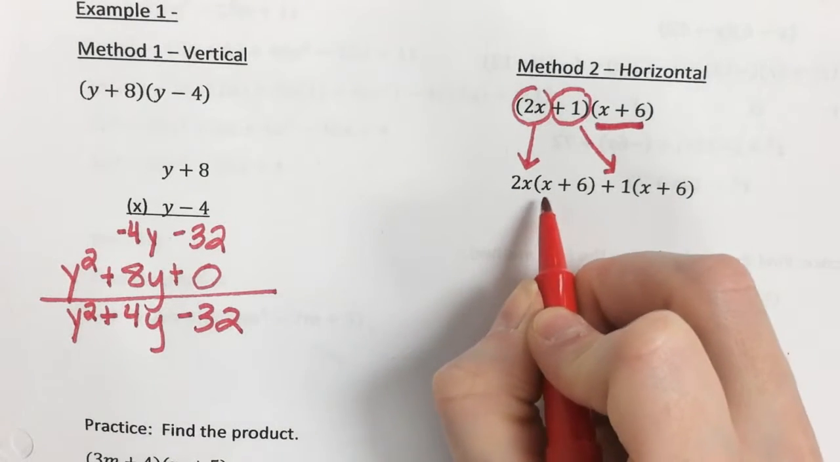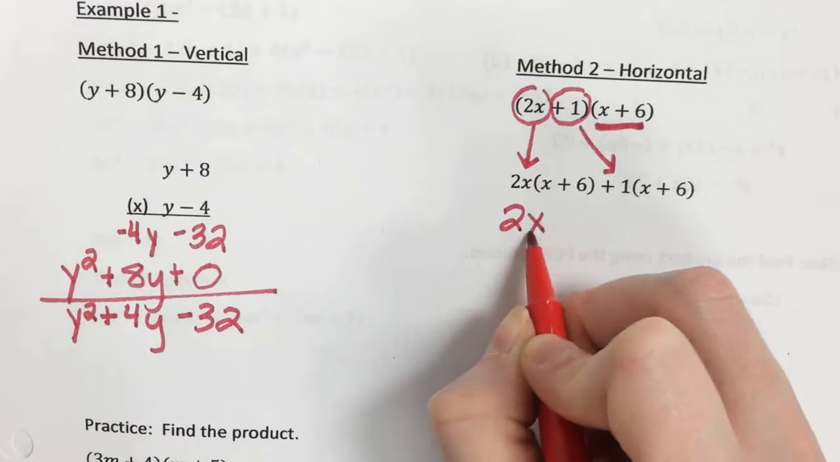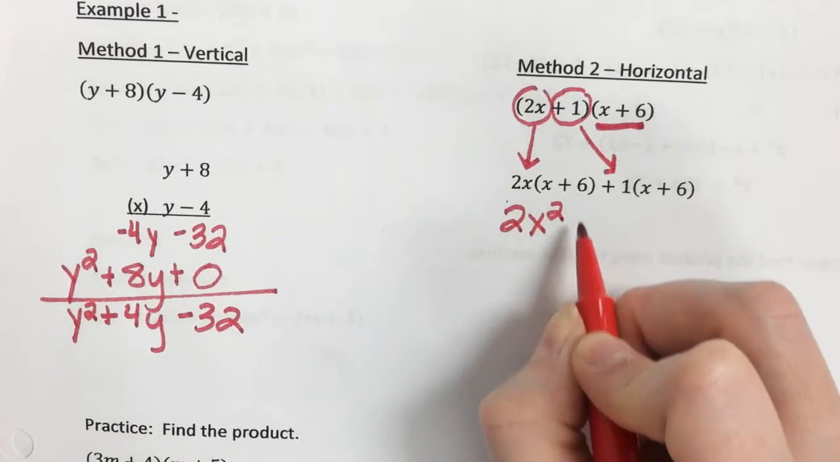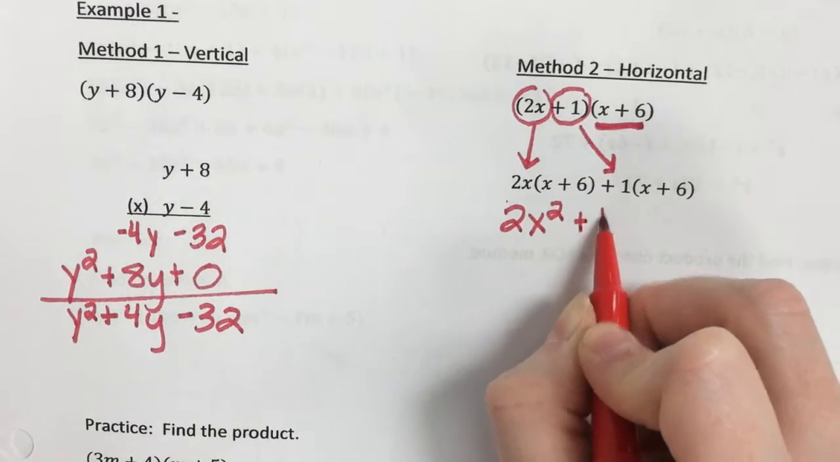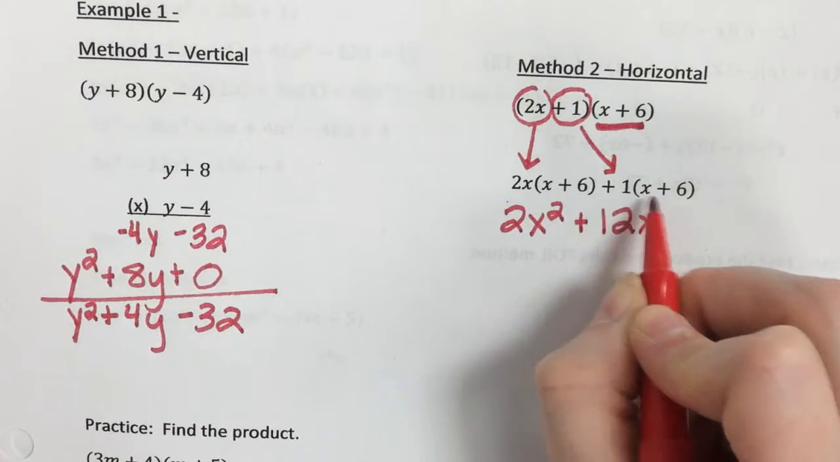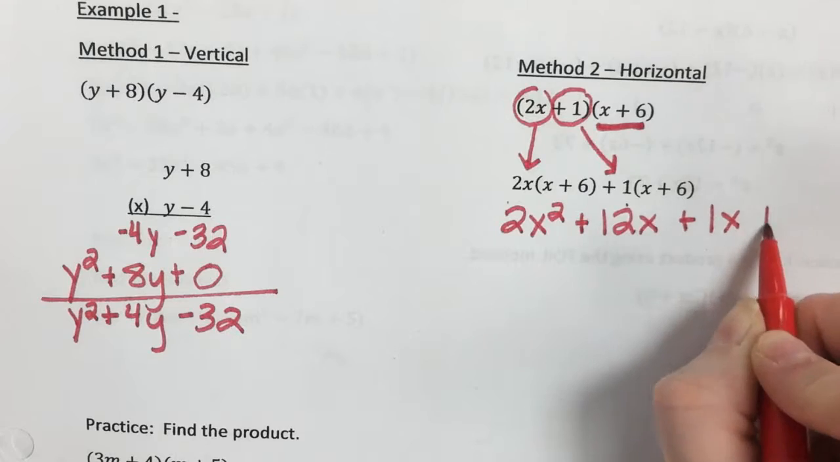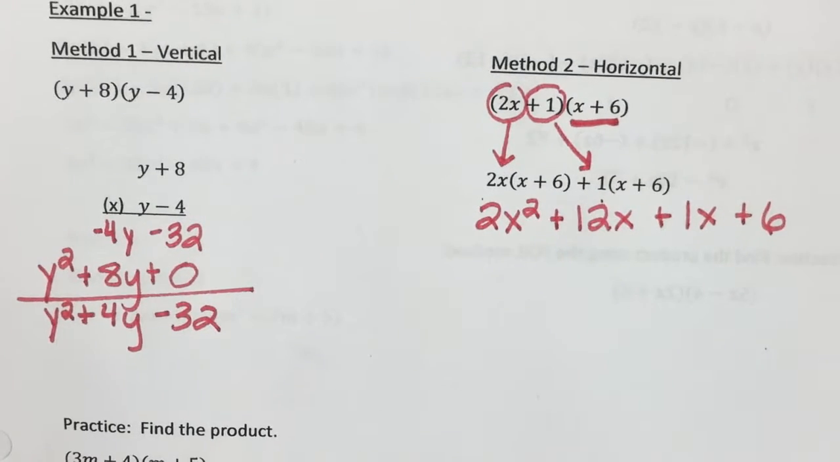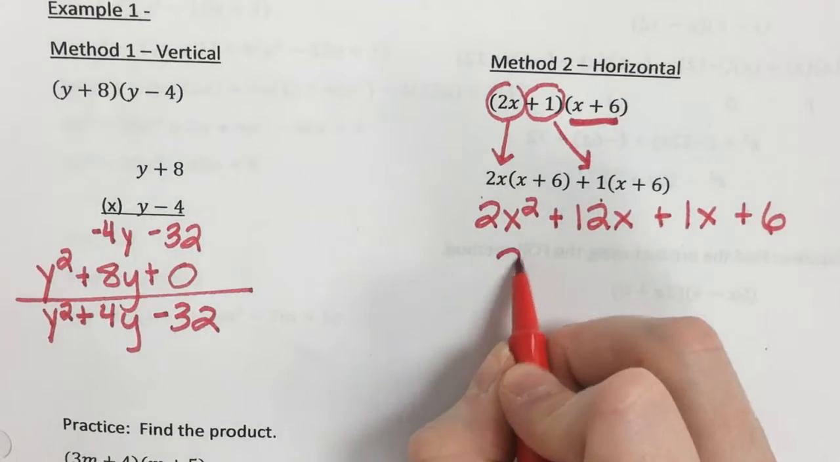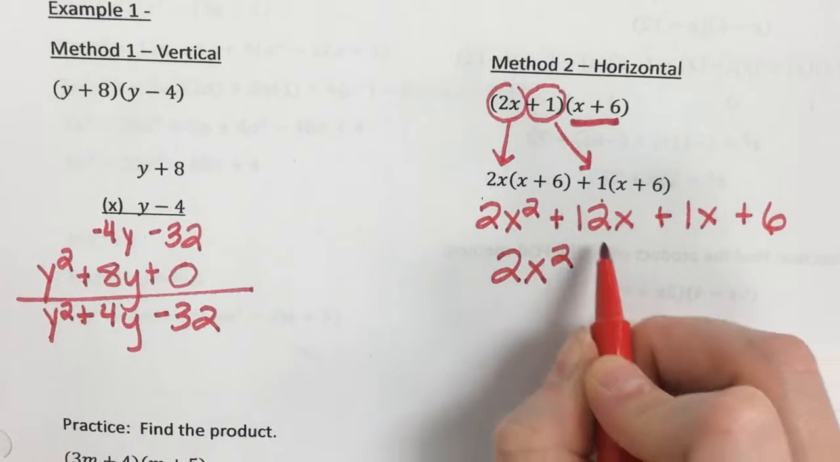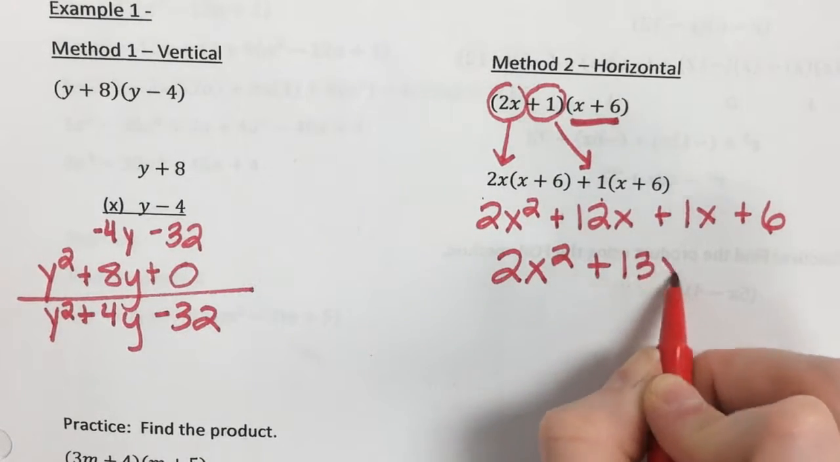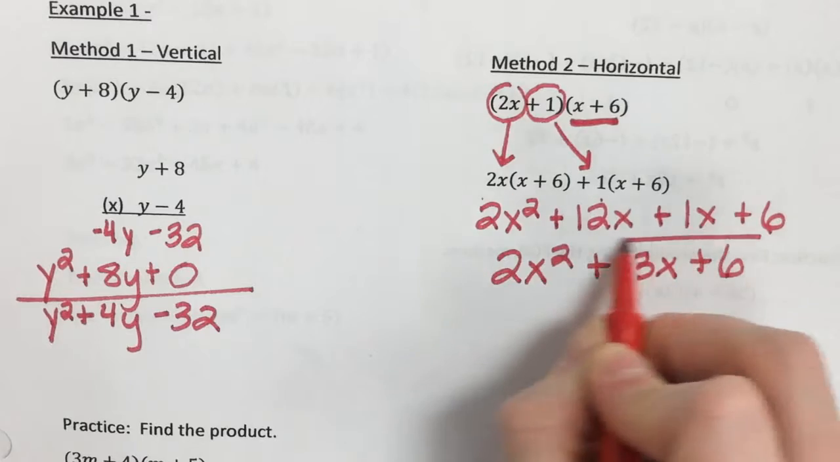So 2x times x is 2x squared. 2x times 6 is 12x. 1 times x, and then 1 times 6. So this is going to be 2x squared plus 13x plus 6.